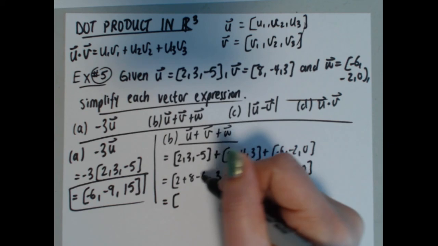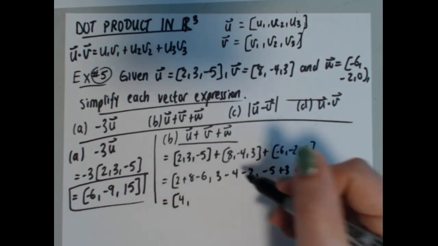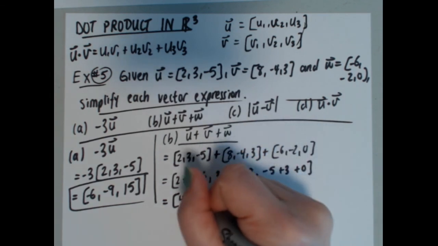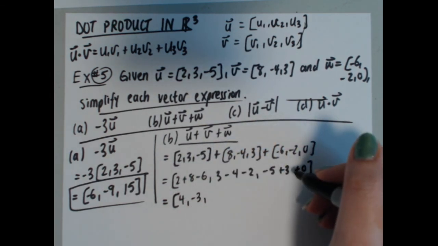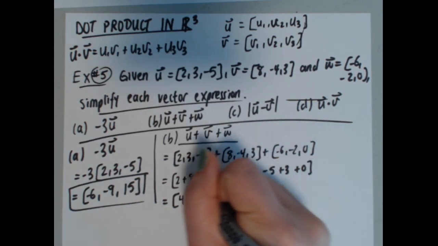Okay, so we said this was 10 minus 6, so that's 4. 3 minus 4, that's negative 1. Minus 2 is negative 3. And negative 5 plus 3, that's negative 2. So there's our result.